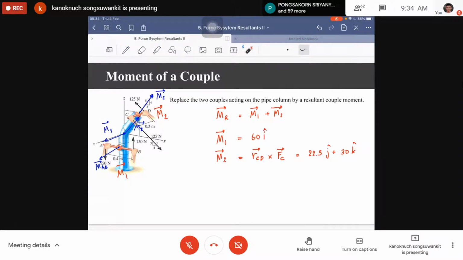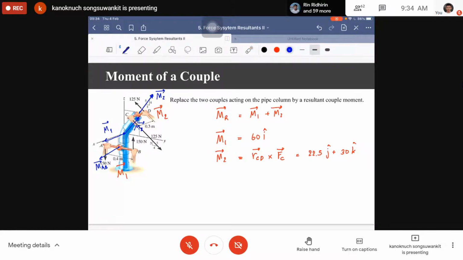The point is you can sum the couple moments, or any moments, in just one case: the lines of action of the moments must intersect each other. Or you can say that all moments must share the rotation point. Then you can add them. So if it is a free vector, we can move them. But I will show you later if it's not.